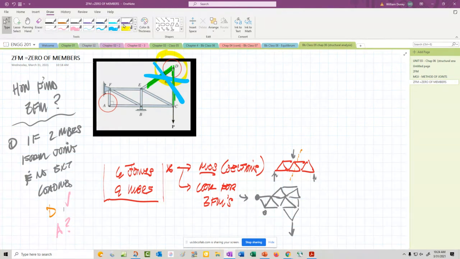What do we have here? We have two members that come together. They form a joint, but it's 90 degrees. That doesn't matter. It's two that come together that form a joint, and there's no external loading on them. These would also be two zero force members.